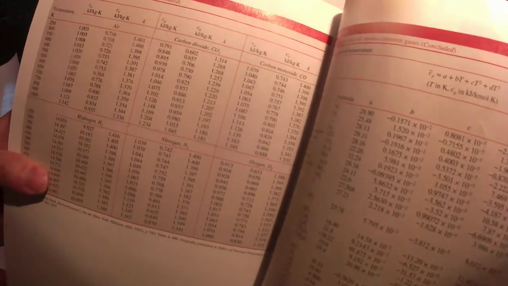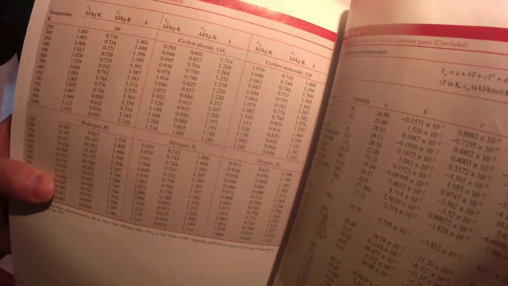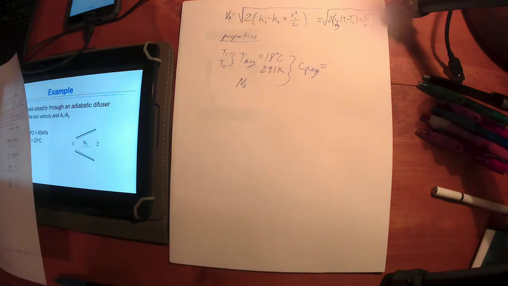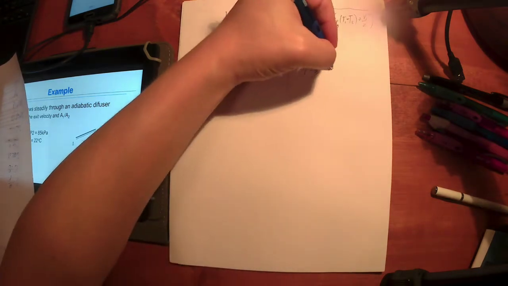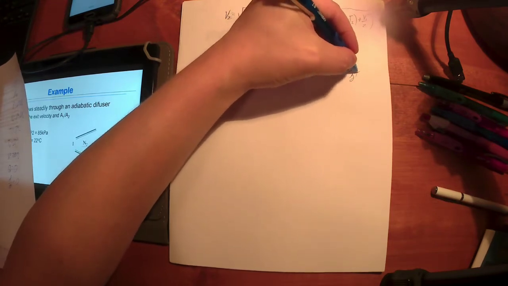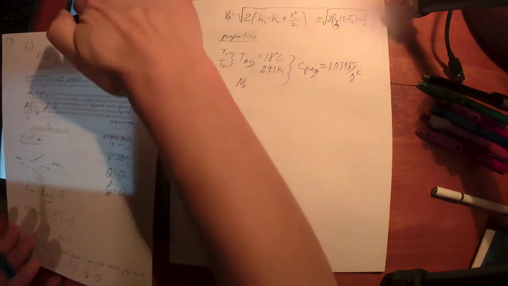Okay, so hopefully you found C sub P for nitrogen gas in table A2B. You don't have a row for 291 Kelvin. You have a row for 250 and a row for 300. But for nitrogen gas, there's no change in C sub P between those two. It's 1.039 kilojoules per kilogram Kelvin, all the way from 250 to 300 Kelvin. That C sub P works there.